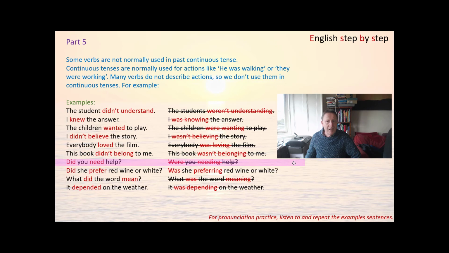Did you need help? Did she prefer red wine or white wine? In this example you can see we don't say was she preferring red wine or white wine, because prefer is not normally a continuous tense, a continuous verb. What did the word mean? It depended on the weather. So, pay attention to these verbs and try not to use them in the continuous tense.